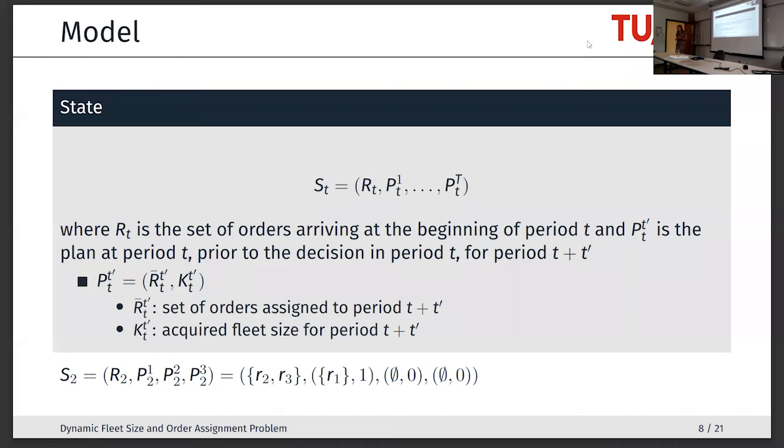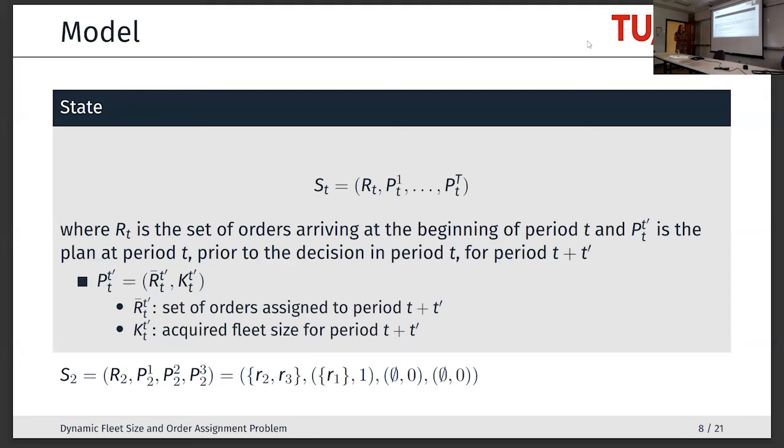So let's go through the model. We have a state, action, and rewards. So let's start with the state. The state consists of two main components, R_t and P_{t,t'}. R_t is a set of new orders arriving at the beginning of period t, and P_{t,t'} is the plan that we have at period t prior to the decision in period t for period t plus t'. So it could, for example, be the plan that we have today or 3 days from now.